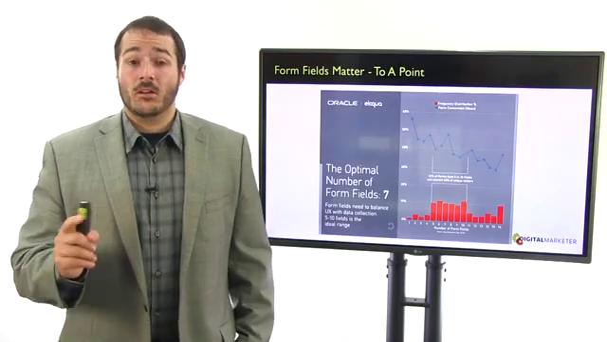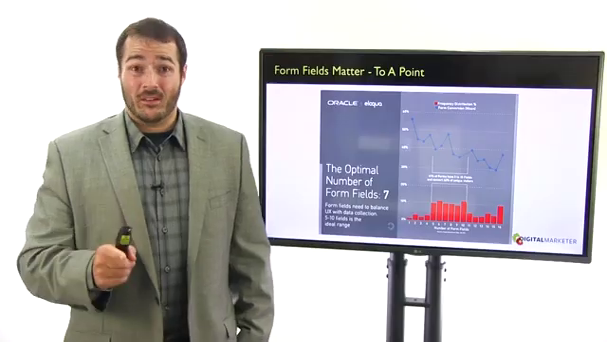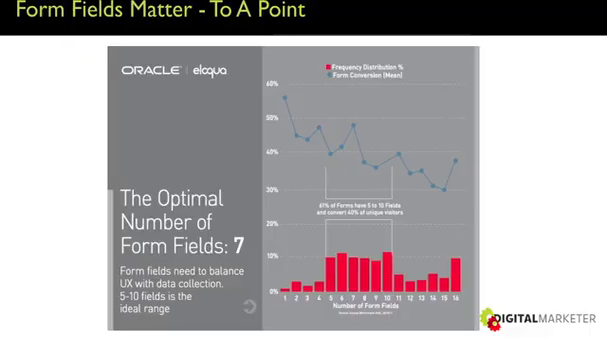Form fields matter, they do, but to a point, okay? So this was an Oracle study that showed the optimal number of fields was 7, is what they say here, but just look at the numbers a little bit here. If you're anywhere between 5 and 10, you're gonna see around the same conversion rate. Okay, there's obviously a crazy drop-off from one form field to 2, but mostly as you start getting into that multiple form layout, it's going to stay about the same from a conversion perspective.